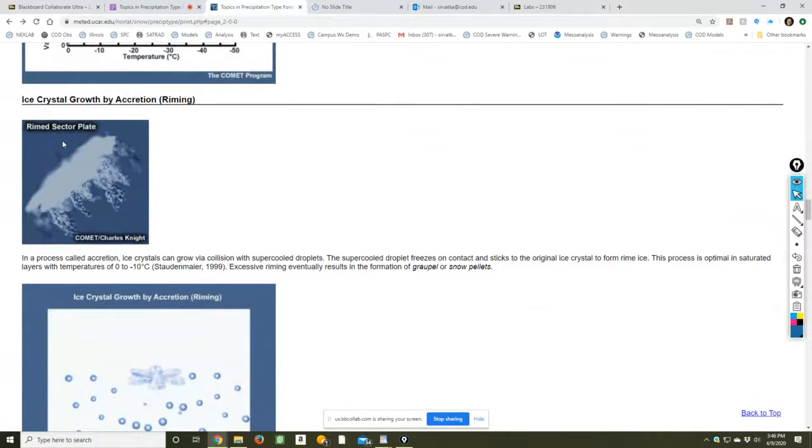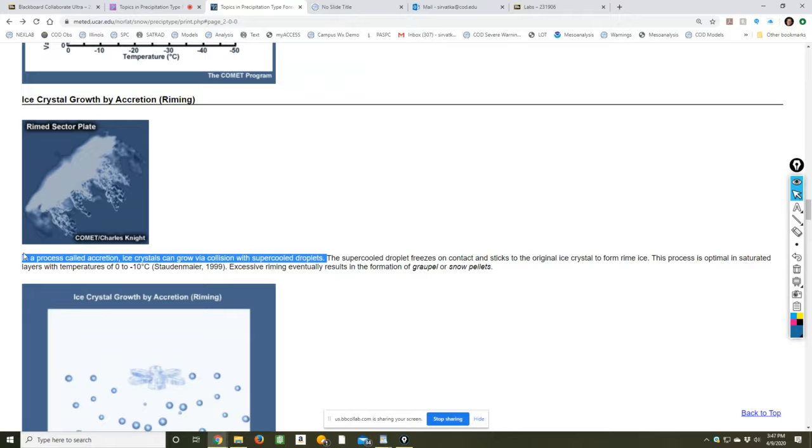Okay, another way to make the ice crystal grow is this thing called accretion. So accretion is the name of the process. It's growth by accretion, called riming. Ice crystals grow when they collide with supercooled water droplets. Now remember, in heterogeneous nucleation, those ice crystals were able to form when they came in contact with something that had an ice-forming nucleus, something similar in structure to ice, like a lattice.